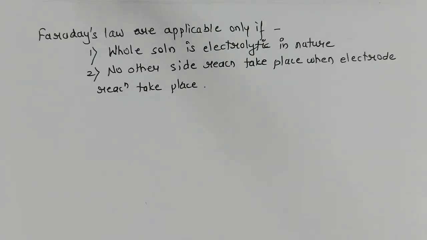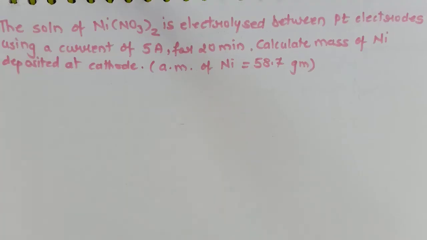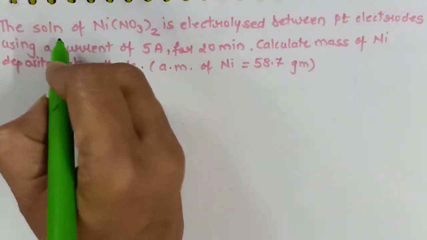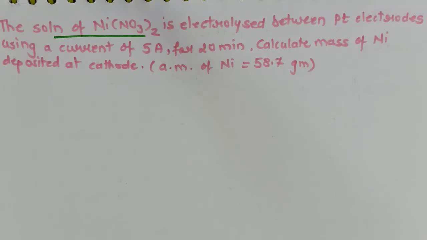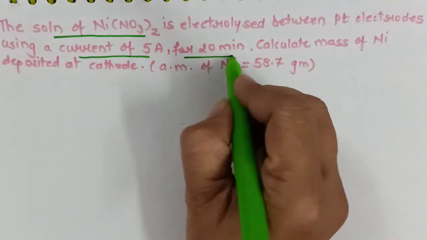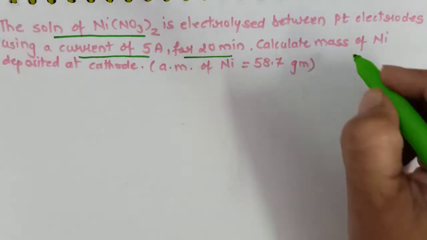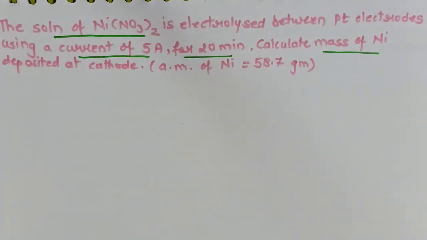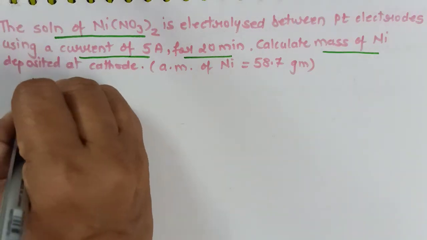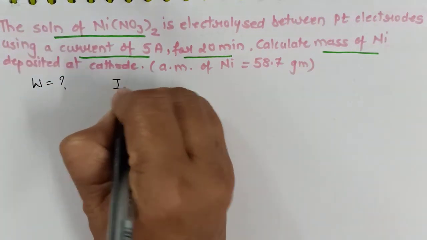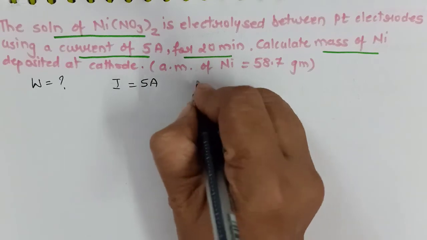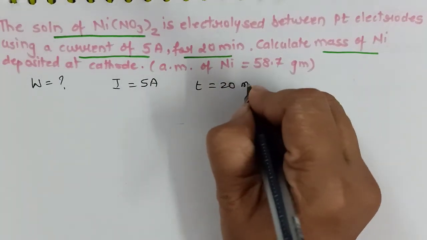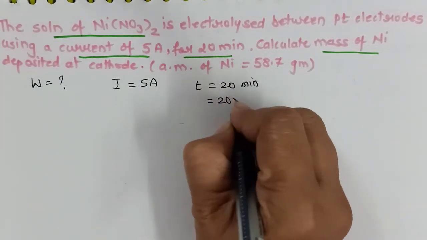Based on Faraday's law, we have numericals. So we'll solve the numerical now. In the given numerical, we have a solution of nickel nitrate. Platinum electrodes are given. A current of 5 ampere is given for 20 minutes. And we are supposed to calculate the mass of nickel. So we are supposed to calculate W. Current is given 5 ampere. Time is given 20 minutes. We will convert it into seconds.